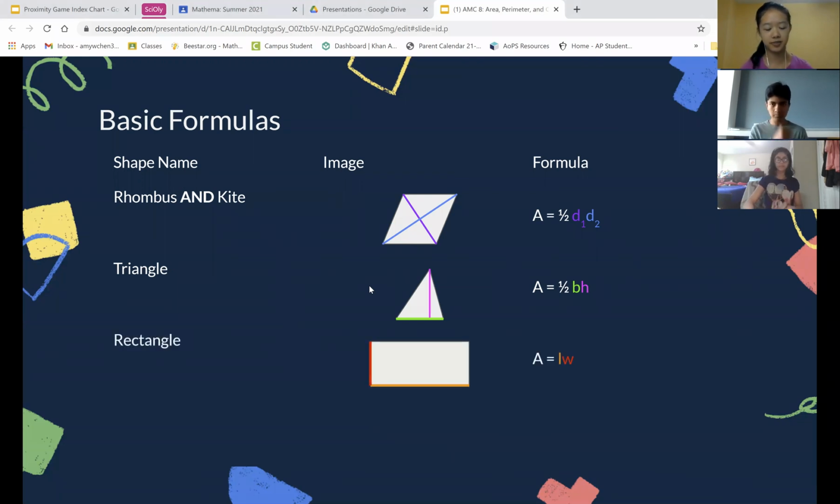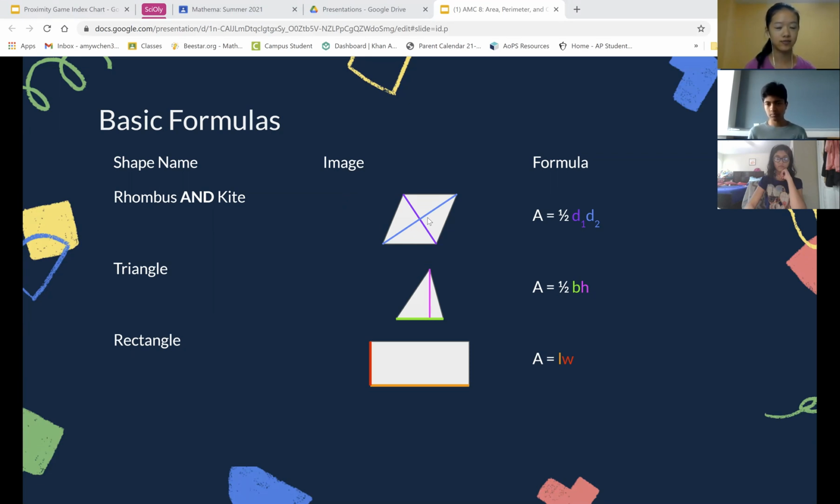Rectangles, pretty easy. Length times width. I have nothing else to say about that, except that generally the questions won't be directly asking you for the area as the answer. Usually the area is just a stepping stone to that answer.